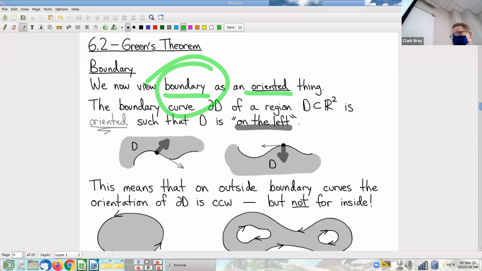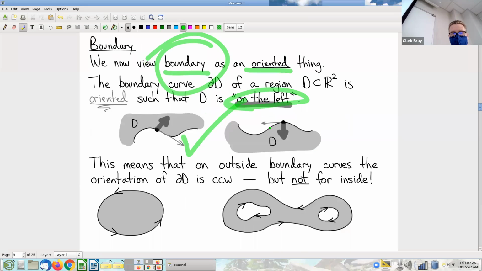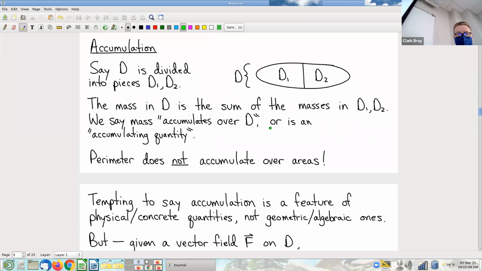We had to make a precise definition of what we meant by the orientation of a boundary. And again, the word boundary going forward in chapters 6 and 7 means an oriented thing. Specifically, this is the rule: regions on your left, etc. Okay. All right, the next big contributing idea is this idea of accumulation.